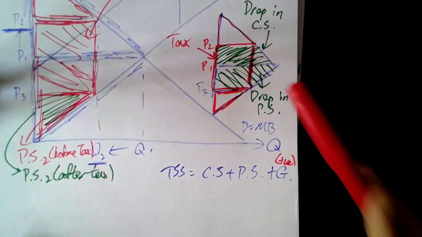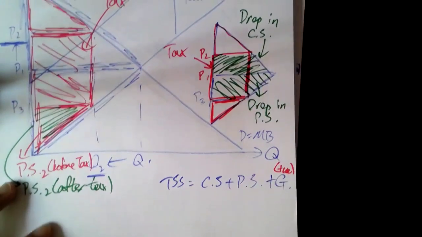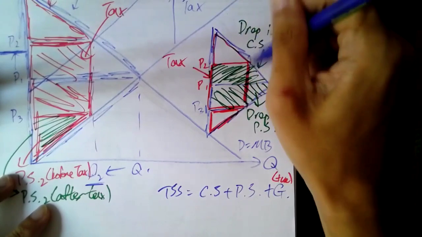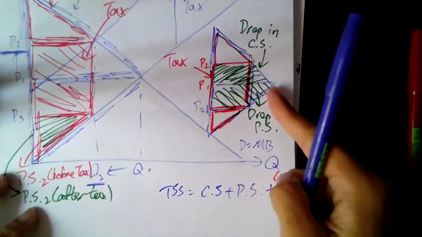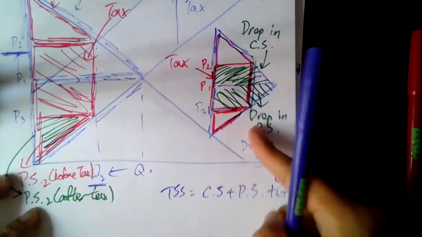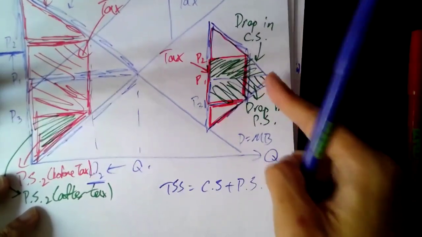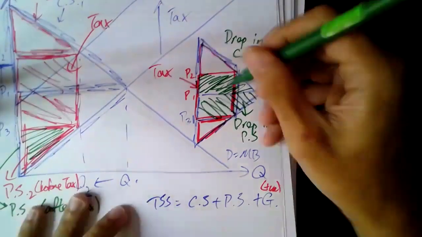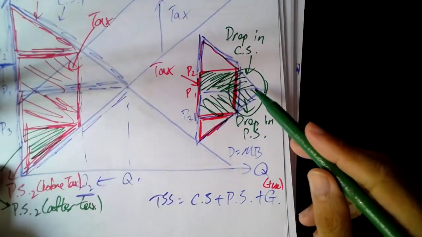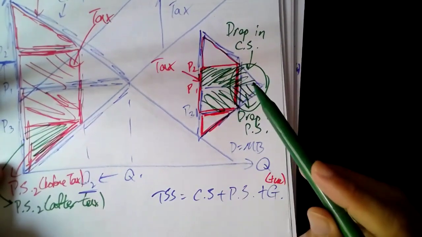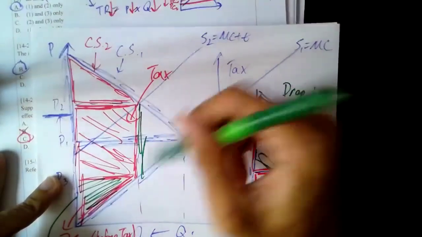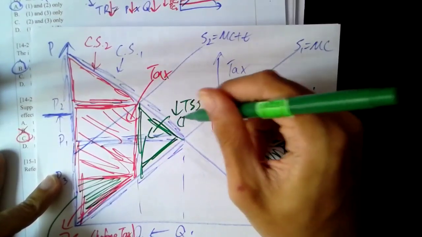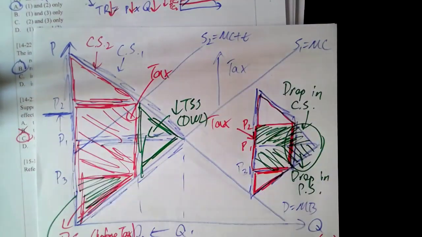So what is the total social surplus? The whole total social surplus is actually right here, together with the government. See? Compare the original case to the new case. Do you see total social surplus has dropped by this triangle? This triangle is the drop in total social surplus. That is why this area is the drop in TSS, and this is why it is a deadweight loss.